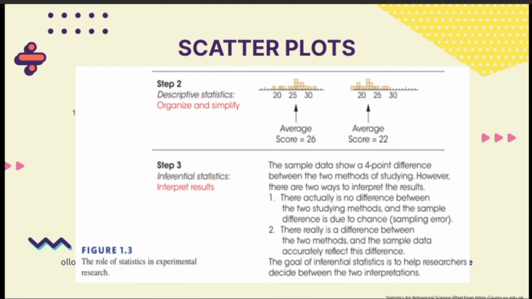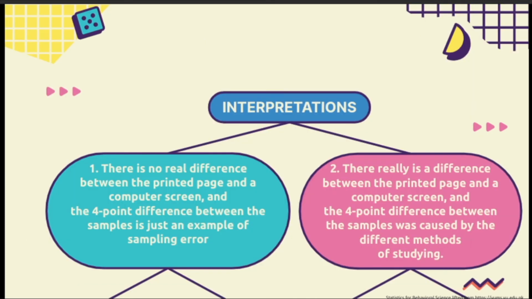The only problem for inferential statistics is that we have to differentiate between the following interpretations. Number 1, there's no real difference between the printed page and a computer screen, and the 4-point difference between the samples is just a sampling error. Number 2, there really is a difference between the printed page and a computer screen, and the 4-point difference between the samples was caused by the different methods of study.